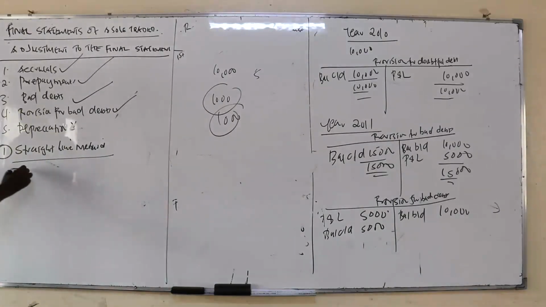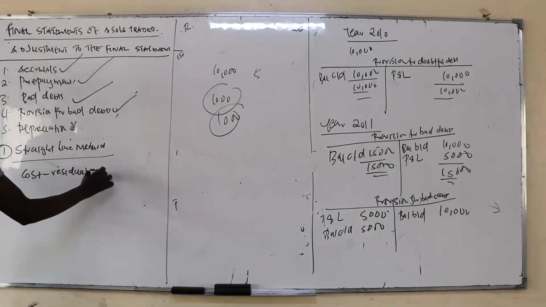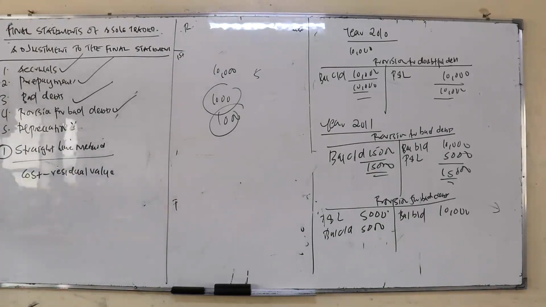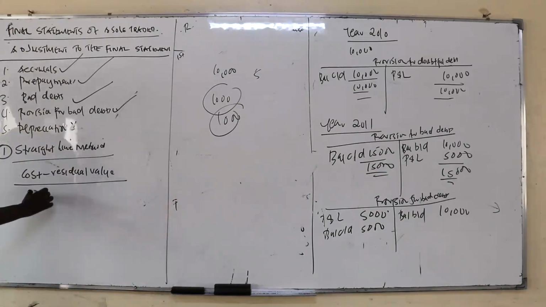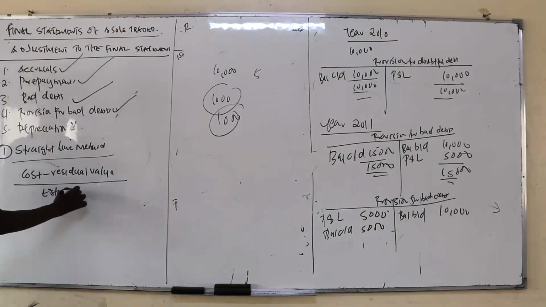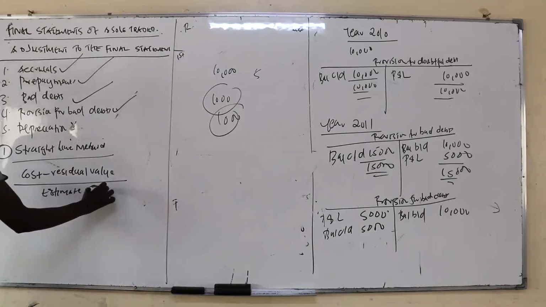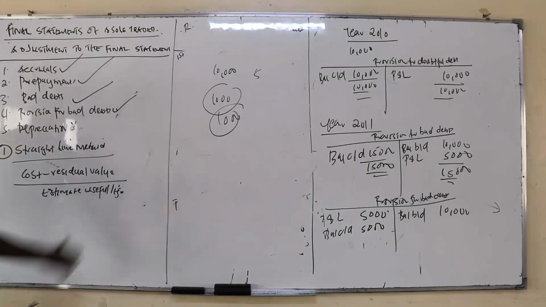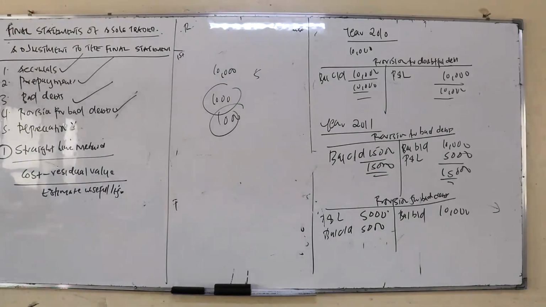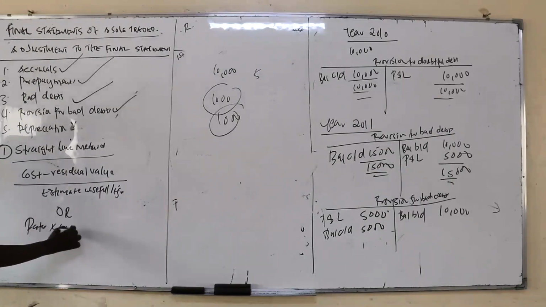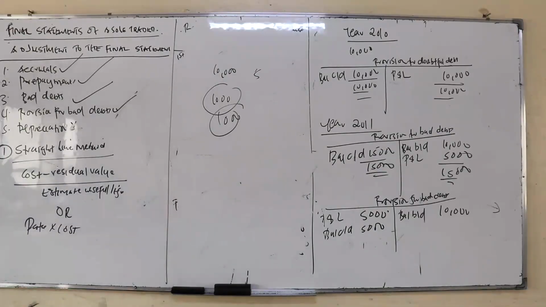It is cost minus residual value. Residual value is the scrap value, the value at which you can be able to sell it when it is old, over the estimated useful life. Every asset has its estimated useful life, or it is the rate times the cost of the asset. An example has been given there. So this is how we determine depreciation using the straight line method.